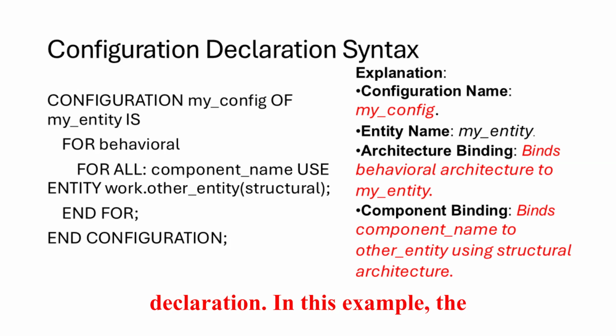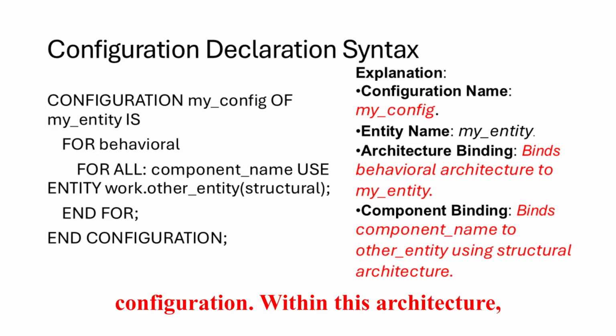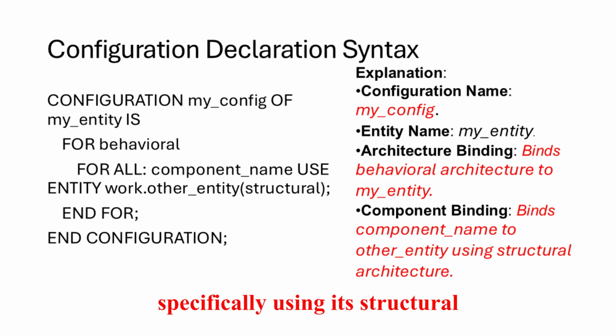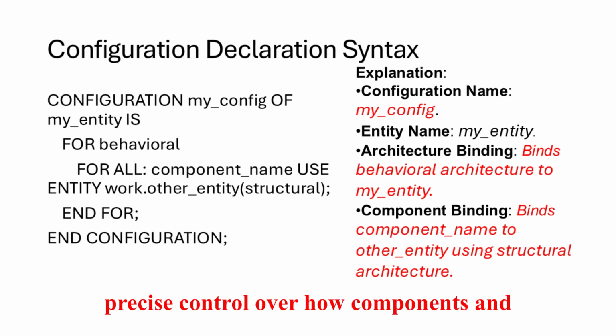In this example, the configuration, named my_config, is for the entity my_entity. The architecture behavioral is selected for this configuration. Within this architecture, all instances of component_name are bound to the entity other_entity, specifically using its structural architecture. This approach ensures precise control over how components and architectures are integrated into the design.